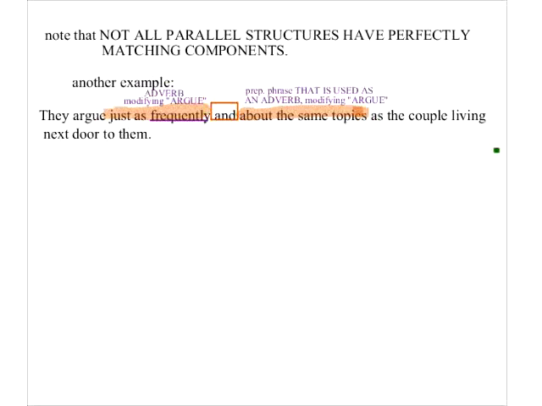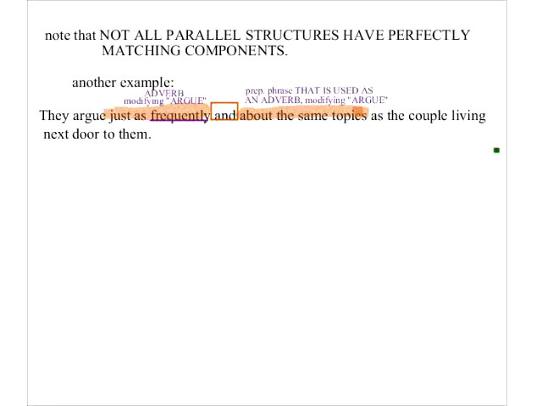So these are parallel. I mean, this is as good as you're going to get. This is not perfect parallelism, but you can't make this any better, because there's no way to make this a prepositional phrase. You can't say "with the same frequency," because that wouldn't mean the same thing. There's also no adverb that means this. There's no such word as, like, "about the same topics lead." So you can't do that either. So you're stuck with just as frequently and about the same topics.